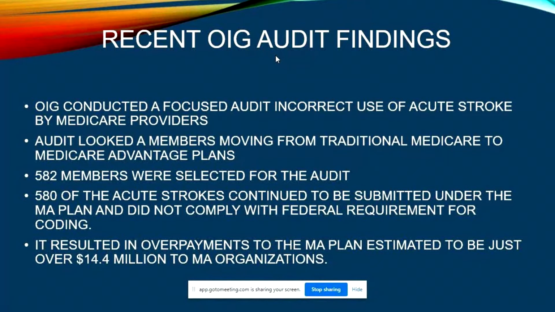It resulted in over $14 million in overpayments to the MAs, and the monies are now being recouped. So I really want to stress that these acute conditions cannot continue to be coded in the office. Number one, you're going to lose scores. Number two, there are inappropriate payments happening, and at some point those payments are going to be recouped. So please, it's so important that these acute conditions are not coded.